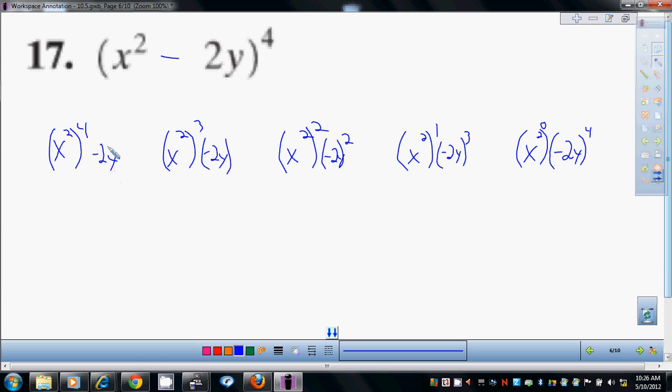Oh, you have to watch that. Okay. Now, what's my exponent of the whole thing? 4. So that means I need to go down to the Pascal's triangle row that has a 4 on it, which is that one. And those are my coefficients. 1, 4, 6, 4, 1.